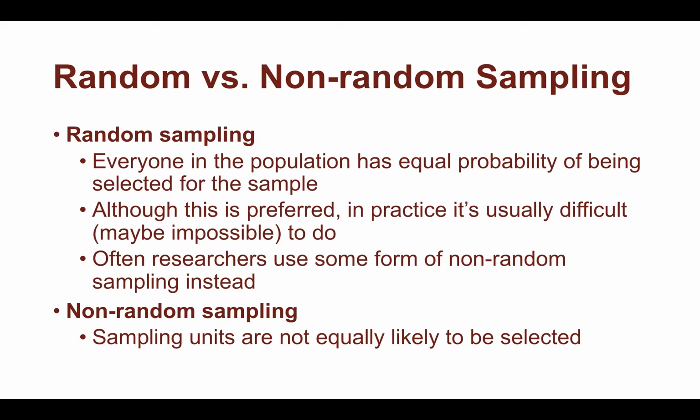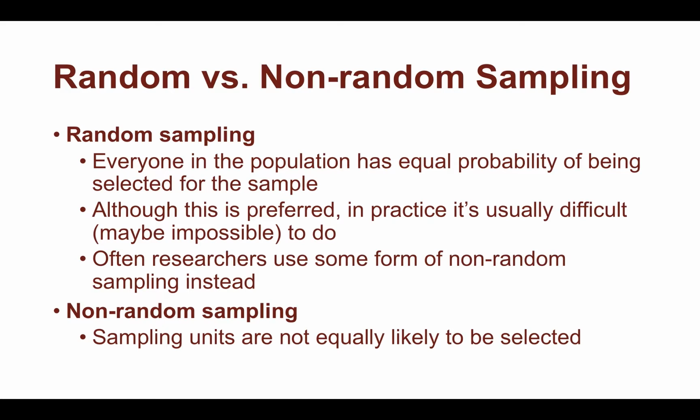Sampling can be random or non-random. In random sampling, everyone in the population has equal probability of being selected for the sample. So that means you basically have an exhaustive list of every single person that's in the population, and you're going to use some random drawing to determine who's going to be selected for the sample. Although this is ideal, especially for quantitative research, in practice, it's usually difficult and possibly even impossible to do.